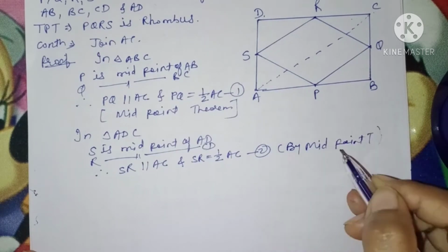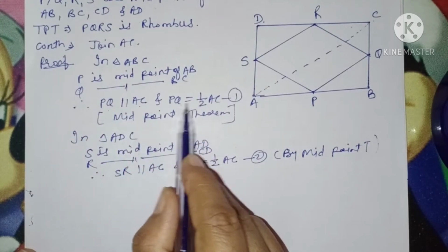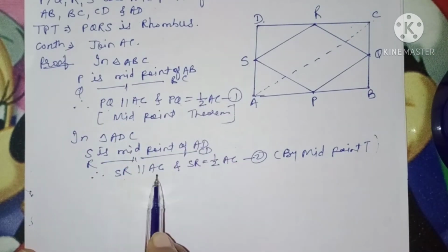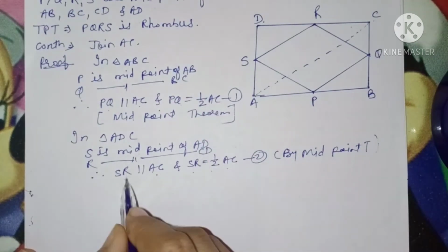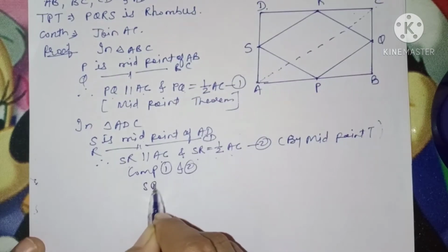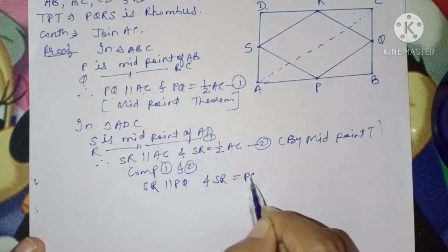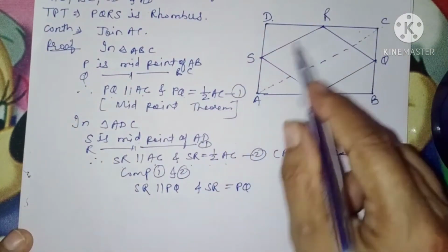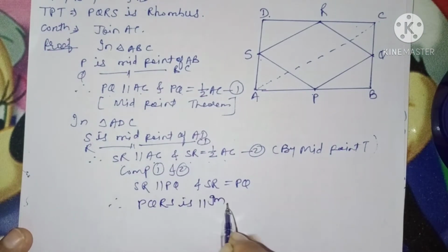Now, comparing 1 and 2. What is in 1? PQ parallel to AC. PQ is half of AC. Number 2, SR parallel to AC. SR is half of AC. So when I compare 1 and 2, what I will get? I'll get SR parallel to PQ and SR is equal to PQ. So opposite side is equal as well as parallel. Therefore, PQRS is parallelogram. Got it?